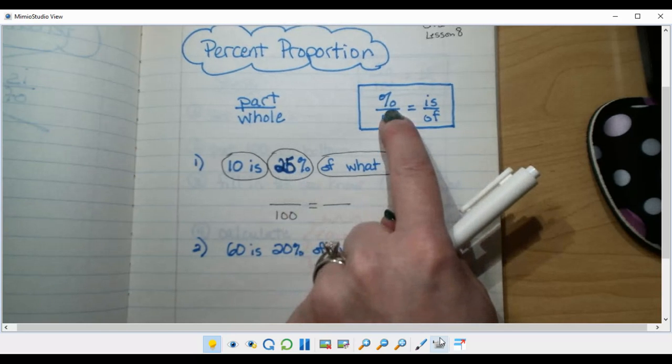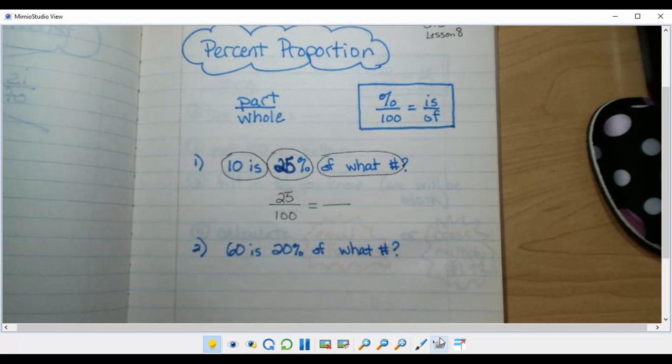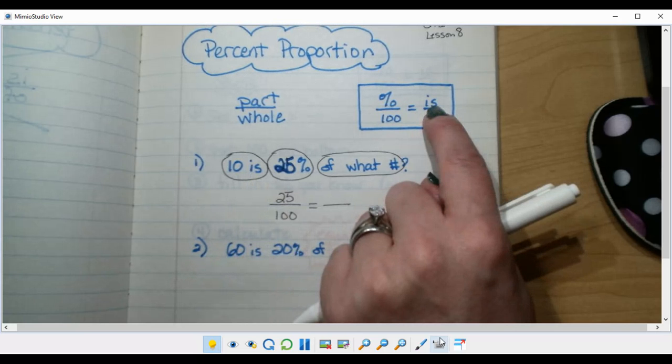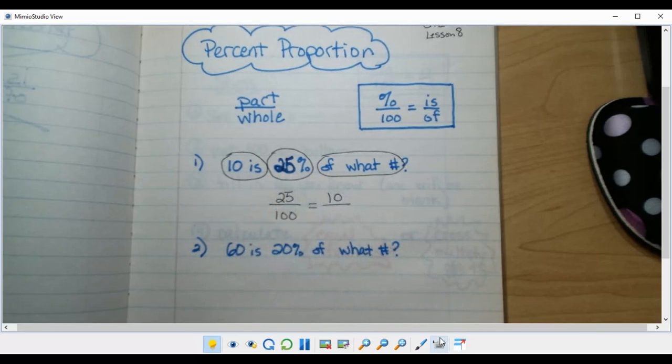When I go to my formula, the percent is above the 100. Fancy that, percents of 100. They always seem to go together. So I'm going to put 25 on top of the 100. I'm going to get rid of the percent sign. I don't really need it. Now, I've got a 10 and I've got a missing number. Since the 10 is with the is and the is on the top, I'm going to put my 10 on the top.